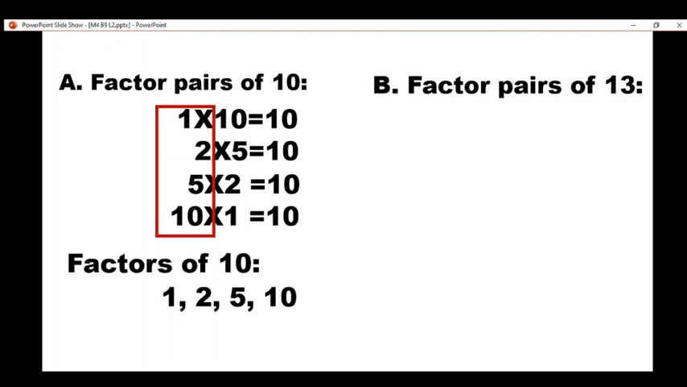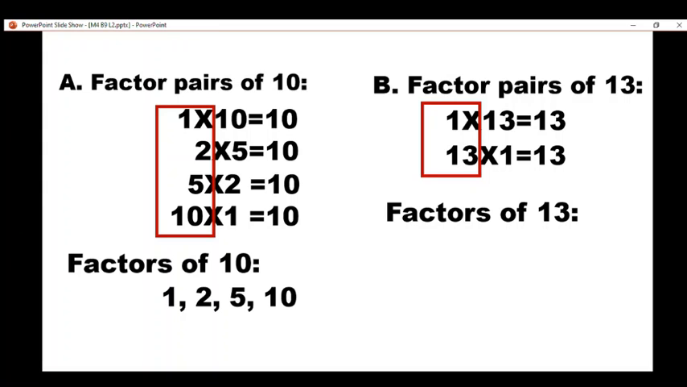How about letter B? Factor pairs of 13. Just like before, we'll start with 1. 1 times 13 is equal to 13, and 13 times 1 is equal to 13. So, what are the factors of 13? Very good. The factors of 13 are 1 and 13. So, as you can see, for 10 there are 4 factors, while for letter B, it's only 2.